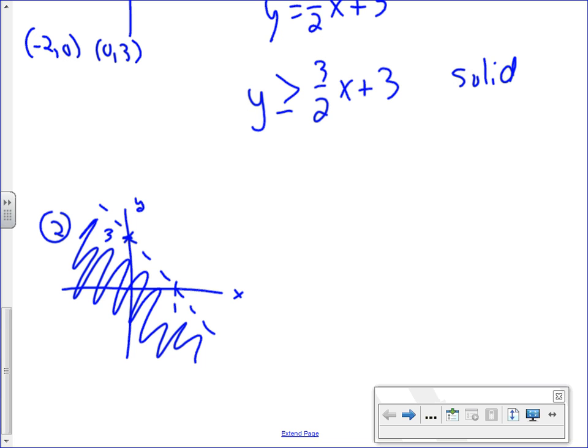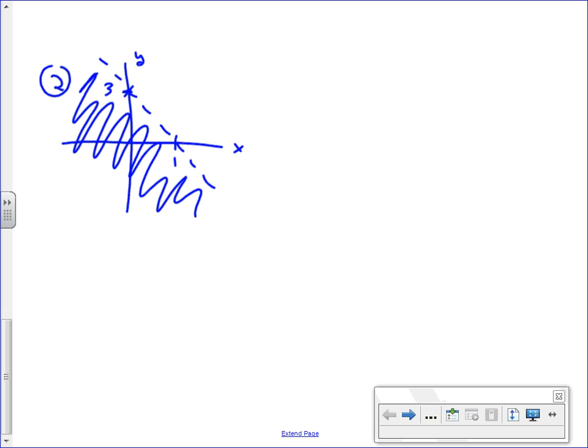Again, this picture would be given to you, either as a sketch like this, or on a piece of graph paper. And you need to write the inequality. But first, you write the equation. Get the equation for the line first.